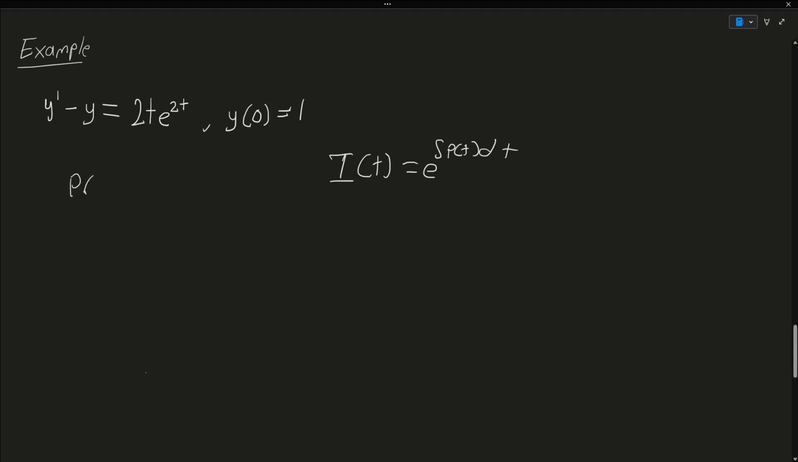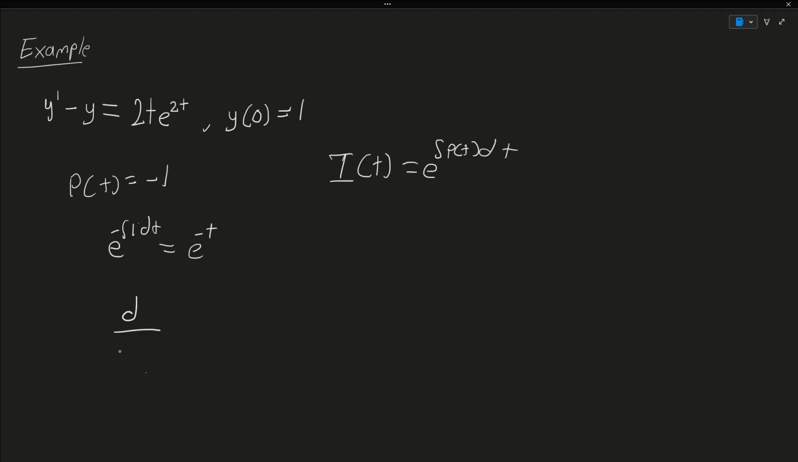So p of t equals negative 1. Now that we know this, we can find the integrating factor, e to the negative integral of 1 dt. I just pulled the negative 1 outside the integrand. And now we have e to the minus t, and that's your integrating factor. Okay, we can now multiply both sides by the integrating factor.